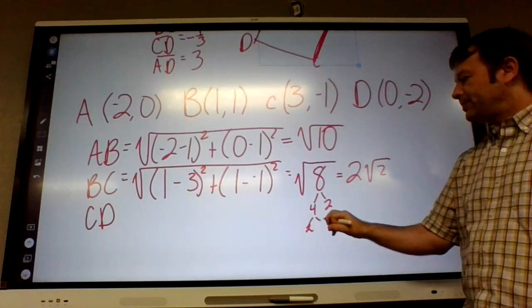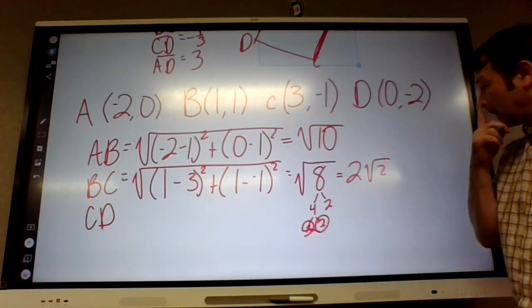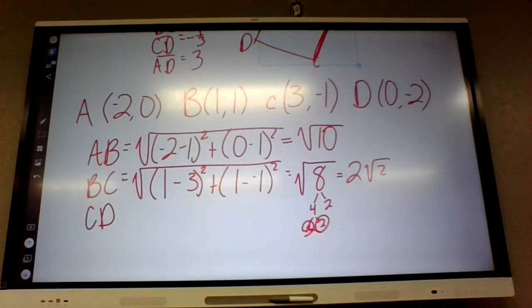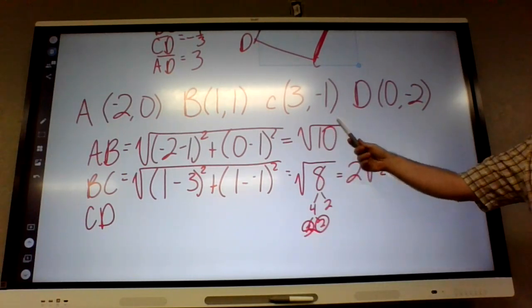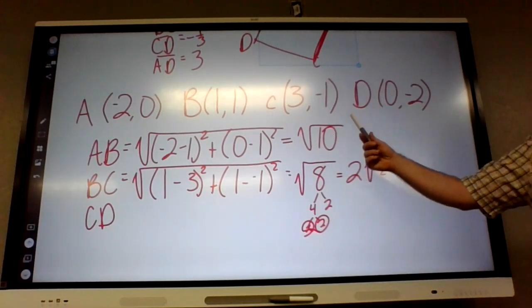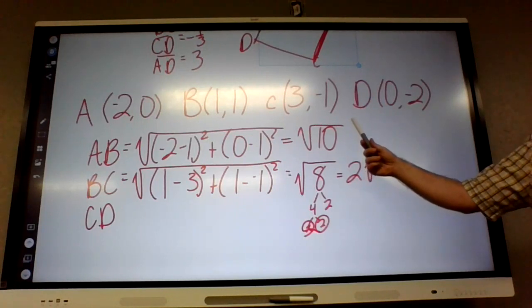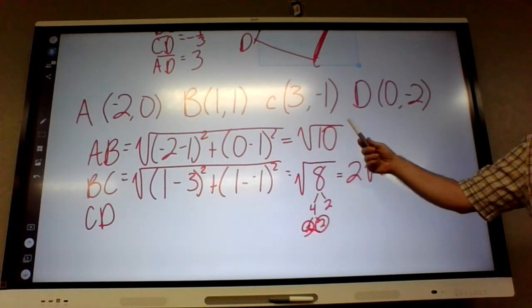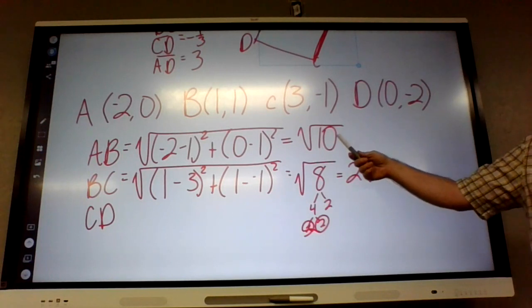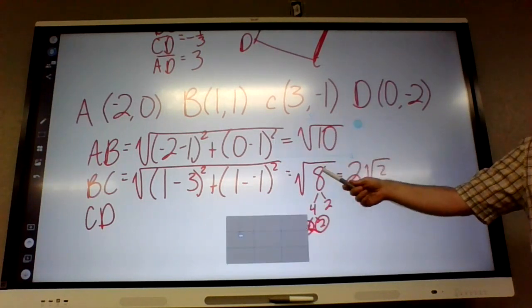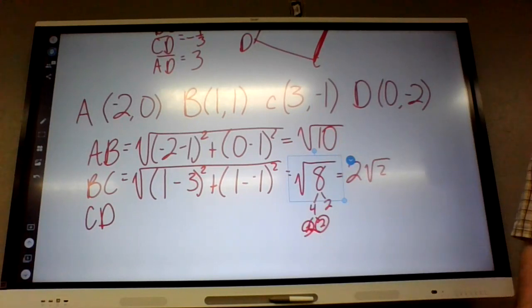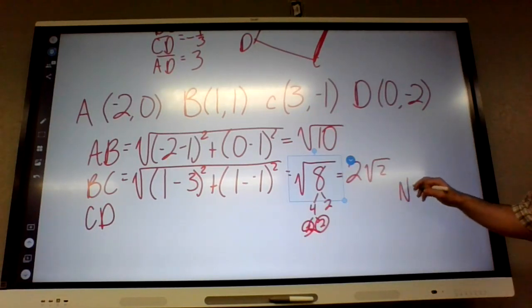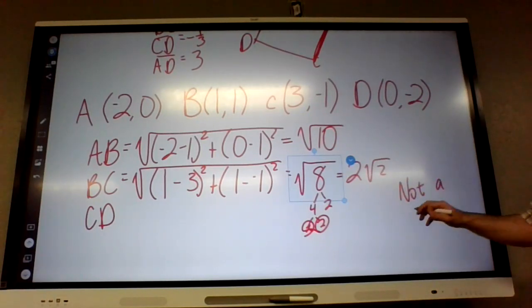Okay, so what just happened here? They're not the same. Is it a rhombus? No. Disproven. Not a rhombus.